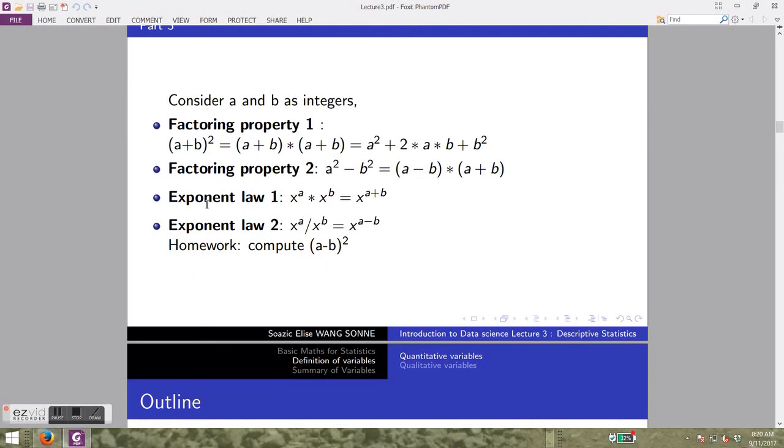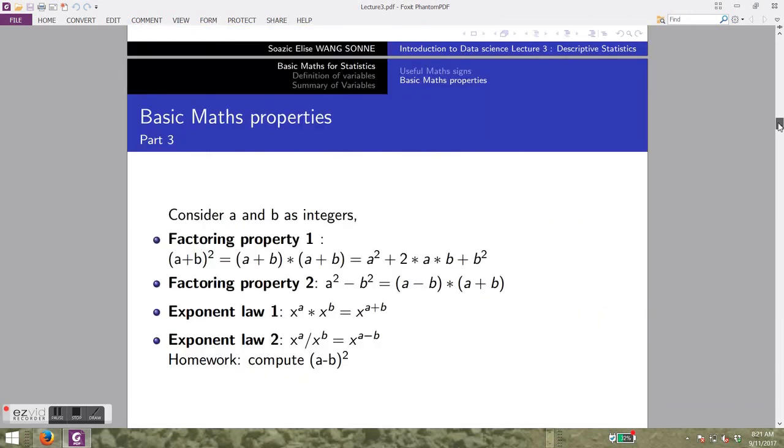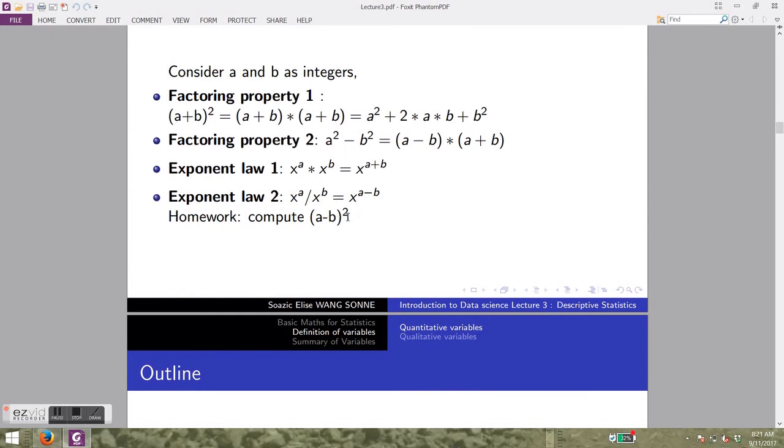You also have the exponent law. When you have x to the power a multiplied by x to the power b, it is also equal to x to the power a plus b. This is also going to be used a lot. And if we rather have x to the power a divided by x to the power b, it is equal to x to the power a minus b. So here, one of the homeworks I would like you to do is use the properties cited above, the commutative, the distributive, and the associative, to compute a minus b to the power 2.